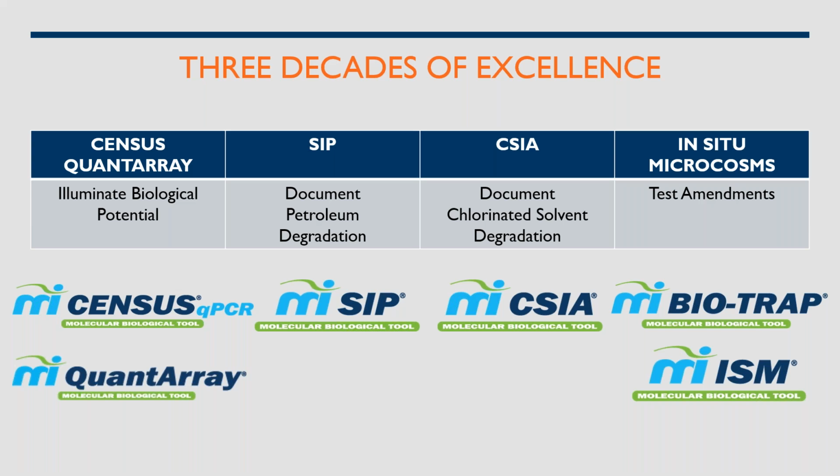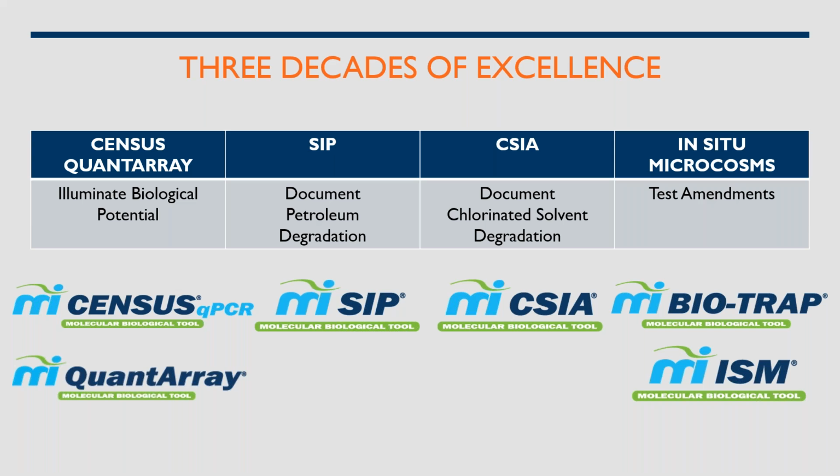So again, we've been doing this for 3 decades now. We have a lot of experience in these specific tools. And there are a lot of answers that we can gather from the data that is provided by these tools. So for example, if we want to know biological potential, we turn to qPCR or quant-array, where we're looking at many gene targets at once. Or if we want to prove contaminant degradation, we can turn to stable isotope probing if we're looking at petroleum hydrocarbons at a site. Stable isotope probing will give you direct proof that a contaminant is being degraded and utilized for either growth or energy at a site.